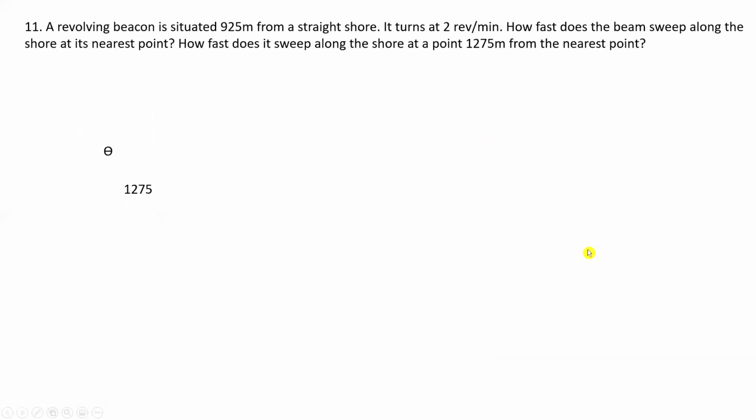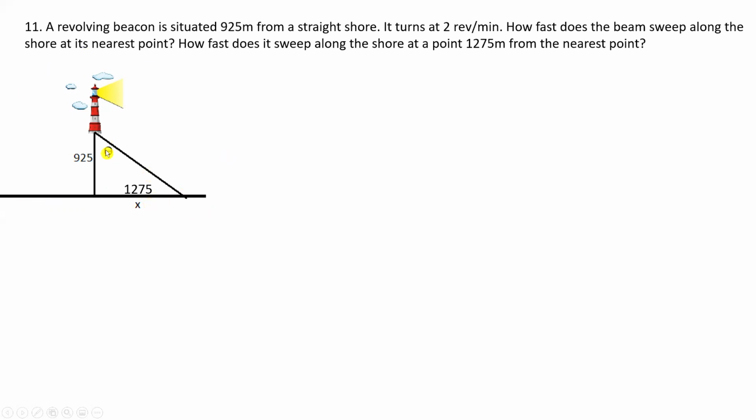Let's try another one. A revolving beacon is situated 925 meters from a straight shore. It turns at 2 revolutions per minute. How fast does the beam sweep along the shore at its nearest point? How fast does it sweep along the shore at a point 1275 from the nearest point? So we're really doing part A and part B of this question. A revolving beacon, imagine a lighthouse, situated 925 from a straight shore, such as a beach. And this would be the light that would sweep along the shore as the light turns around.